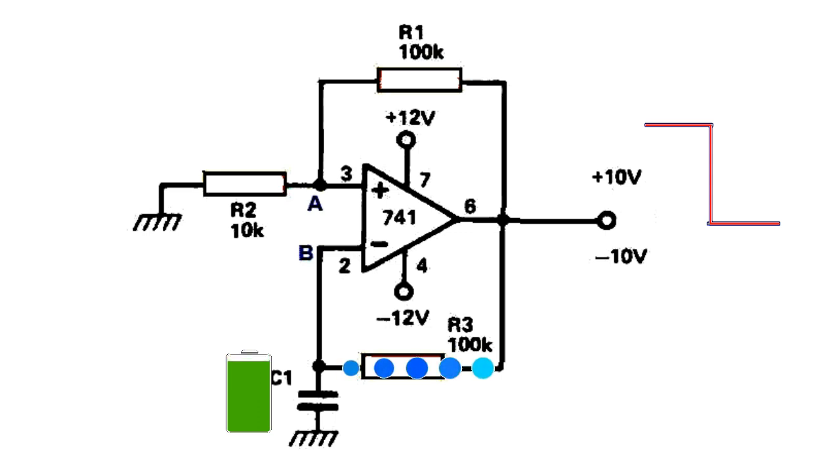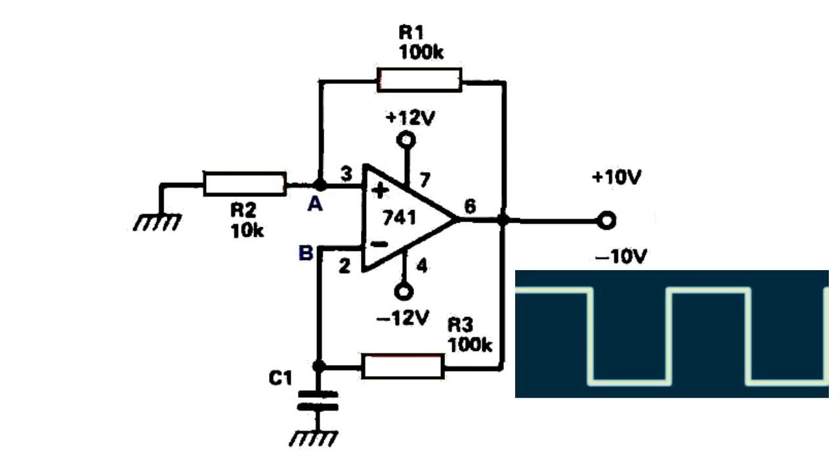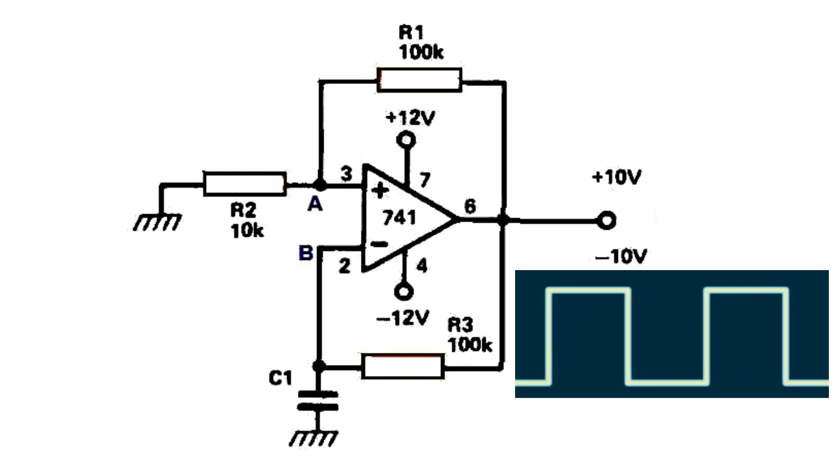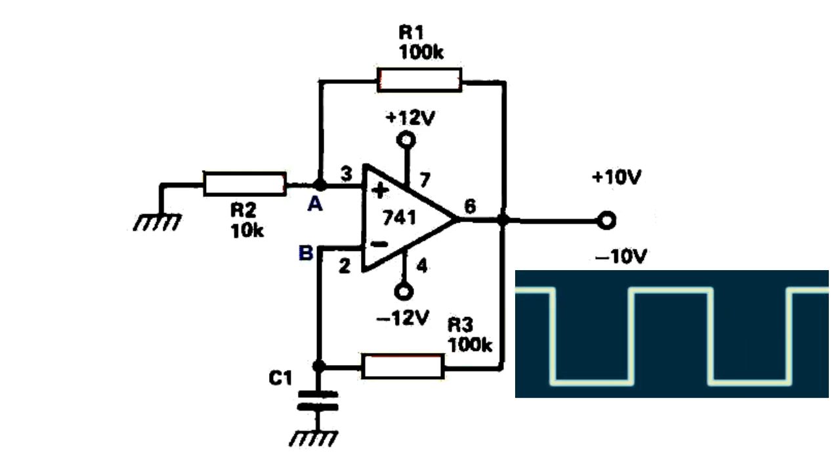As a result, R3 discharges C1. Once the voltage on C1 falls below negative 0.9 volt, the process is reversed, and the op-amp output returns to its high state. As a result, the circuit oscillates, creating a square wave with a voltage range of positive 10 volt to negative 10 volt.